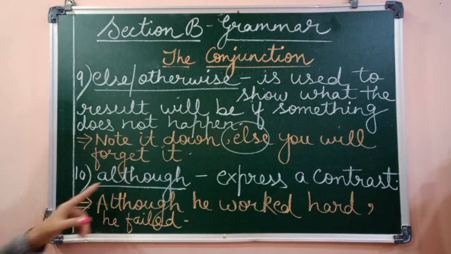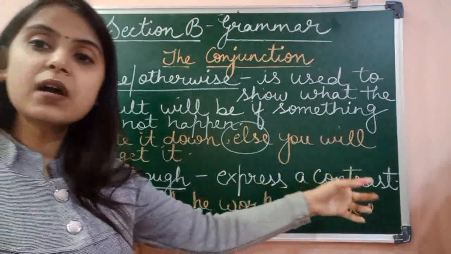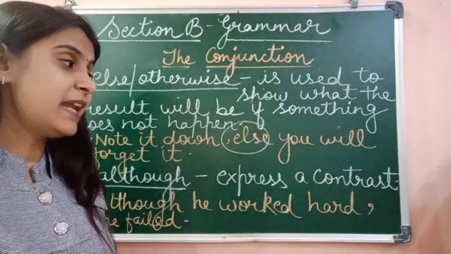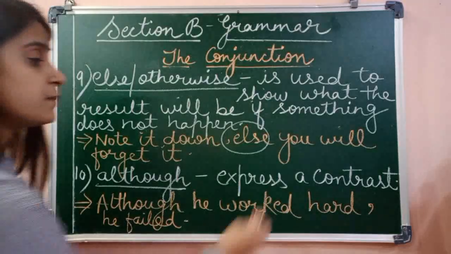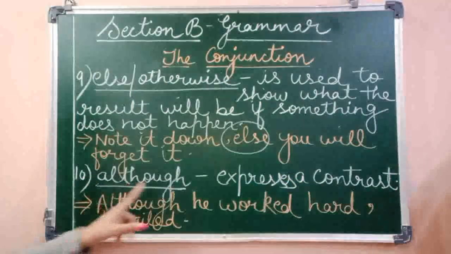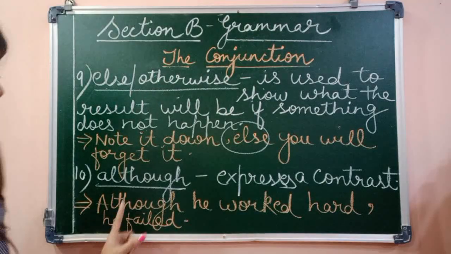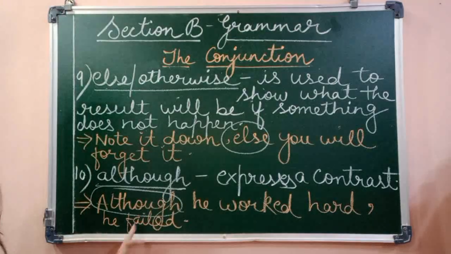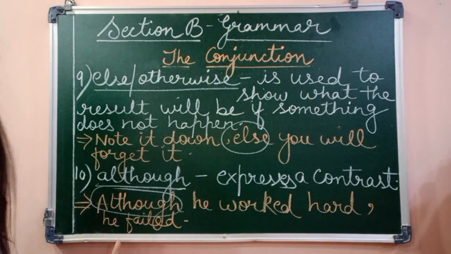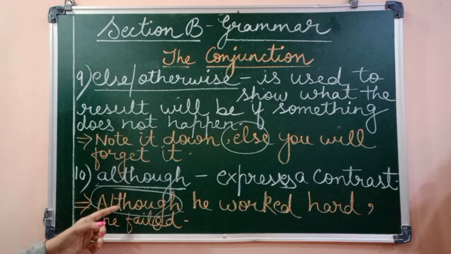Next, 10th conjunction is although. Although or though, it means the same thing. It expresses a contrast. I have already told you when I explained you but. Contrast means opposite situation. So although also expresses a contrast. Okay. Although he worked hard, he failed. Now, although he worked hard, despite being working hard, he failed. So he failed is the contrast that is shown, right? So instead of although, we can also write though. Though he worked hard, he failed. I hope these 10 conjunctions are clear to you.